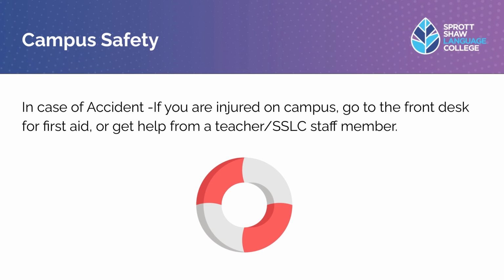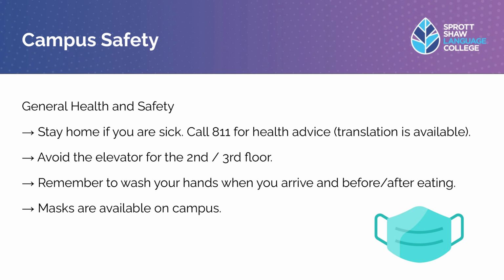If you are injured on campus, go to the front desk for first aid or get help from a teacher or SSLC staff member. For general health and safety, we ask that students stay home if they are sick. If it's serious, you can call 811 for health advice. There are translators available. Avoid the elevator for the 2nd and 3rd floor at House Street campus. Remember to wash your hands when you arrive and before and after eating. We also have masks available on campus.